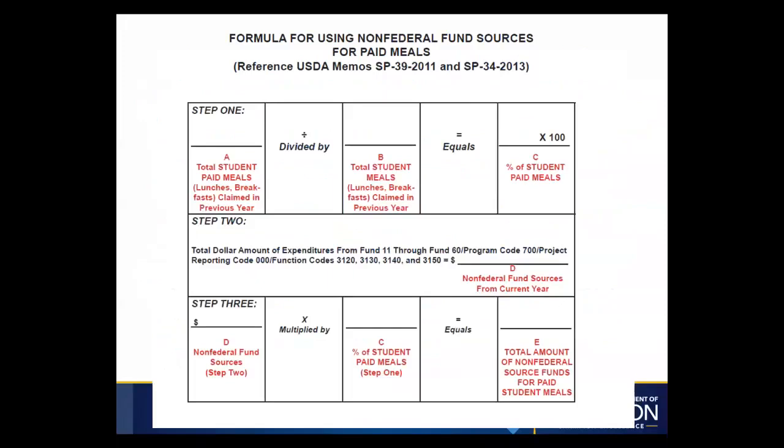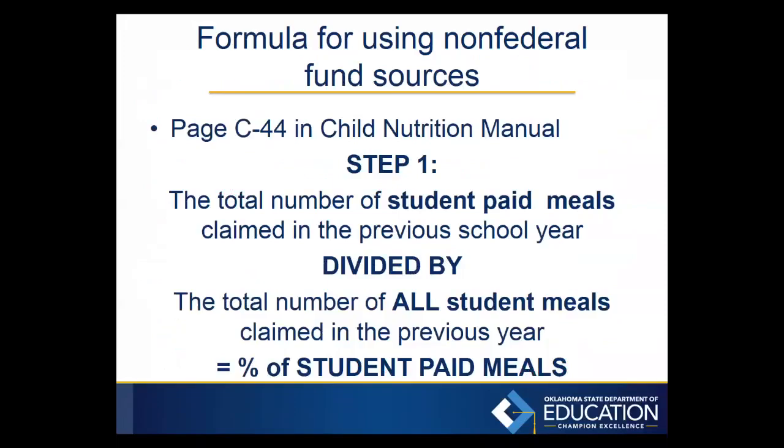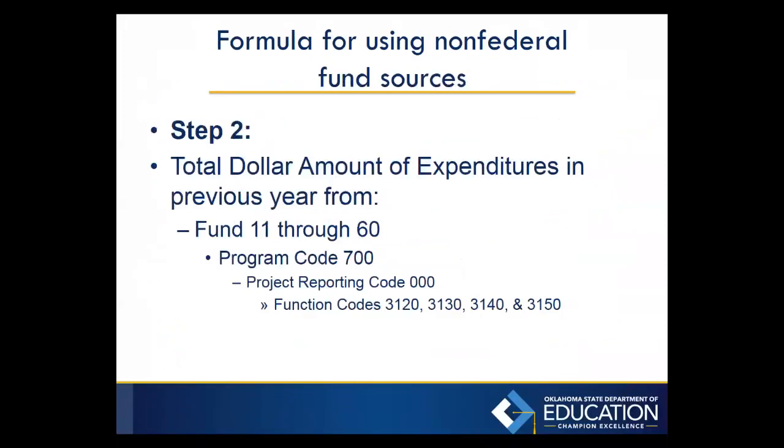There is a page in the Child Nutrition Manual, page C44, and it looks just like what we have up here on the screen. For this form, you're going to want to get your number of paid meals for all the school year and the total number of meals. You're going to divide that to get your percentage of the student paid meals compared to your total meals.